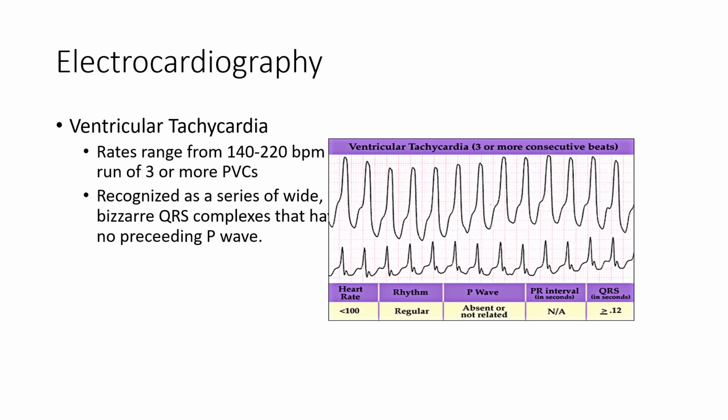Ventricular tachycardia results in ranges of 140 to 220 or more beats per minute, and you'll have a run of 3 or more PVCs in a row. When this happens, the heart is beating so fast that the ventricle is contracting before the atria has a chance to really push blood into it and fill it up. So this is recognized as a series of wide, bizarre QRS complexes that have no preceding P wave.